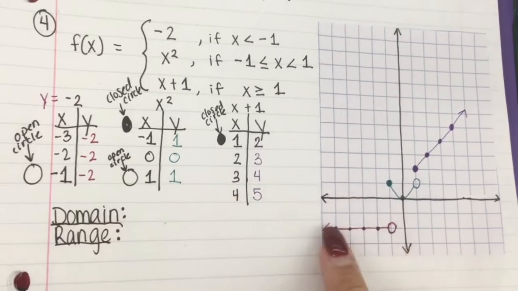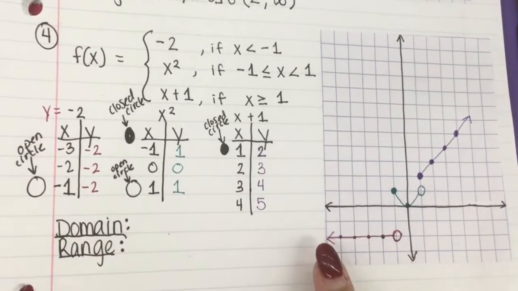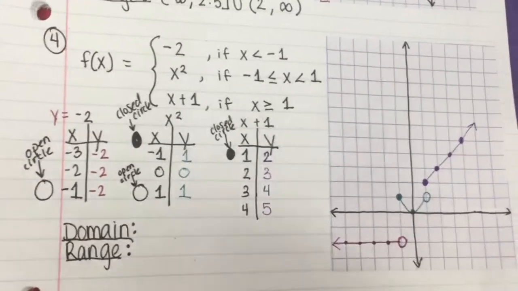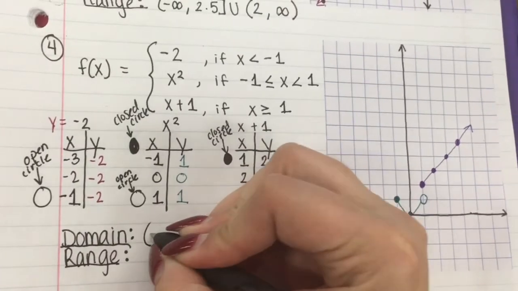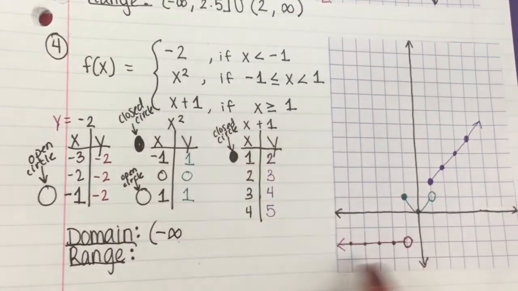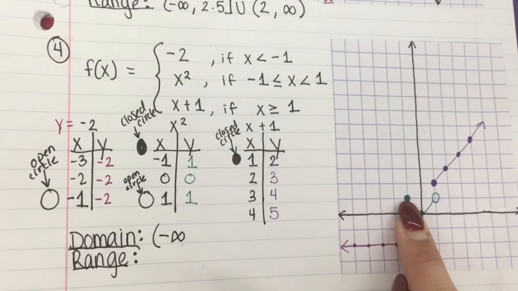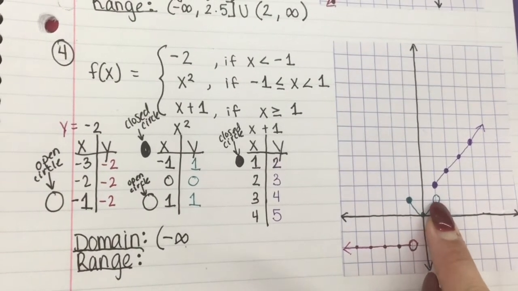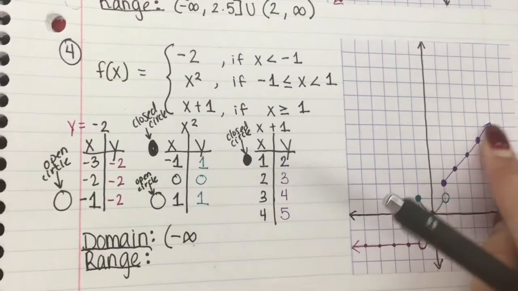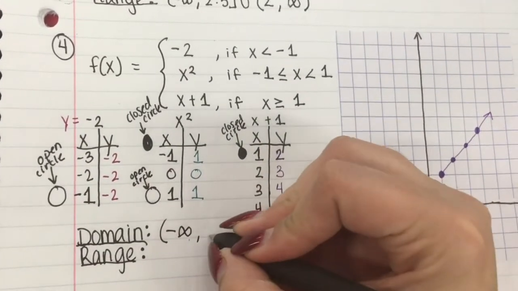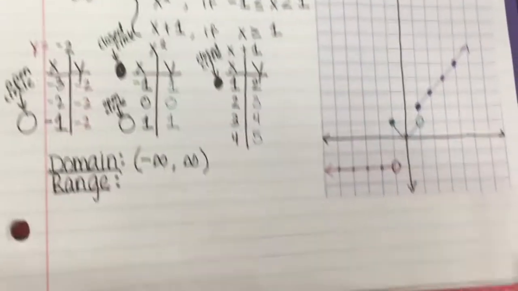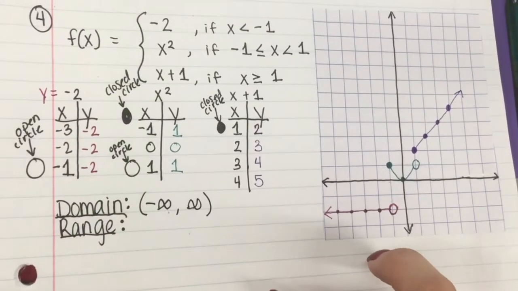Lastly, to finish up this example, we'll talk about domain and range. When we read domain, we read from left to right. Notice how as we're starting on the left, that arrow is pointing towards -infinity, and as we come towards the right, we see that that point at -1 is filled, that point at +1 is filled, and then we continue on to positive infinity. So our domain is all real numbers here.